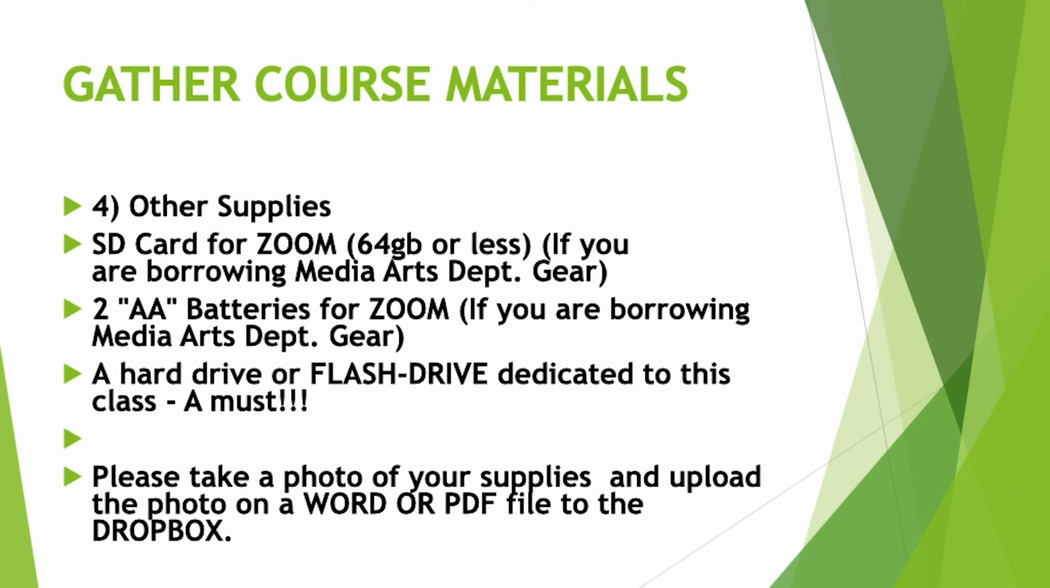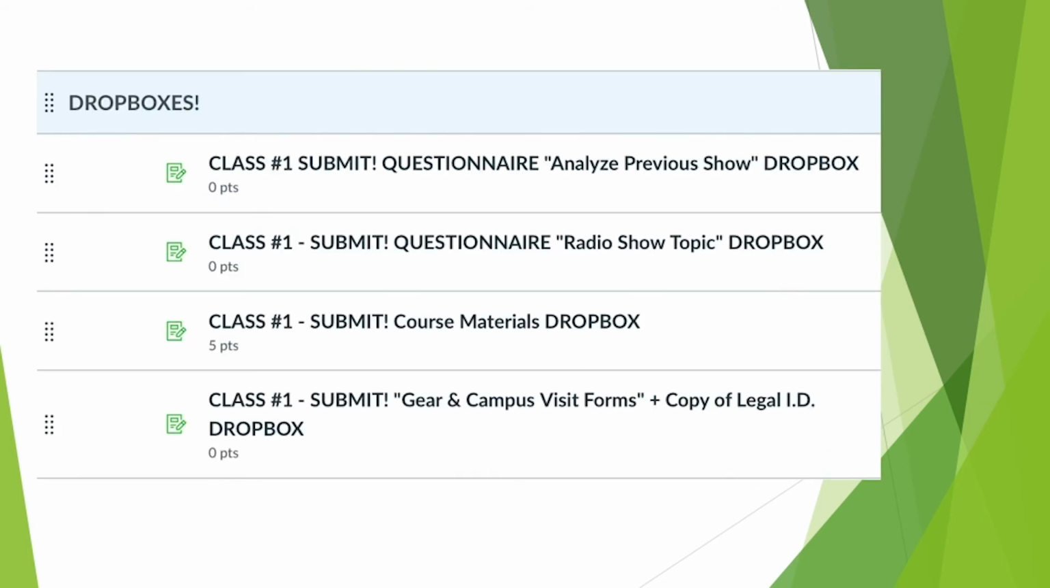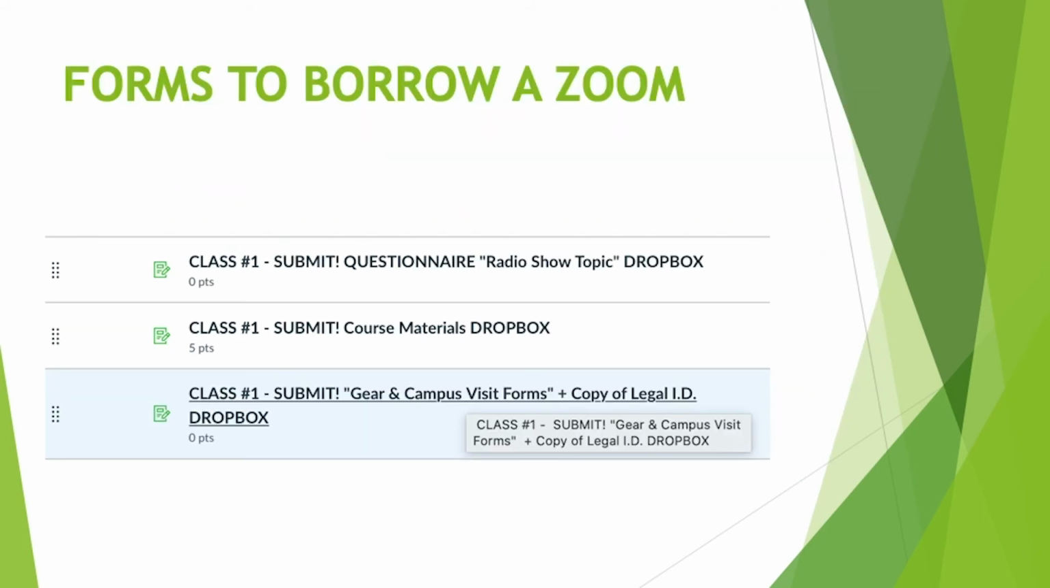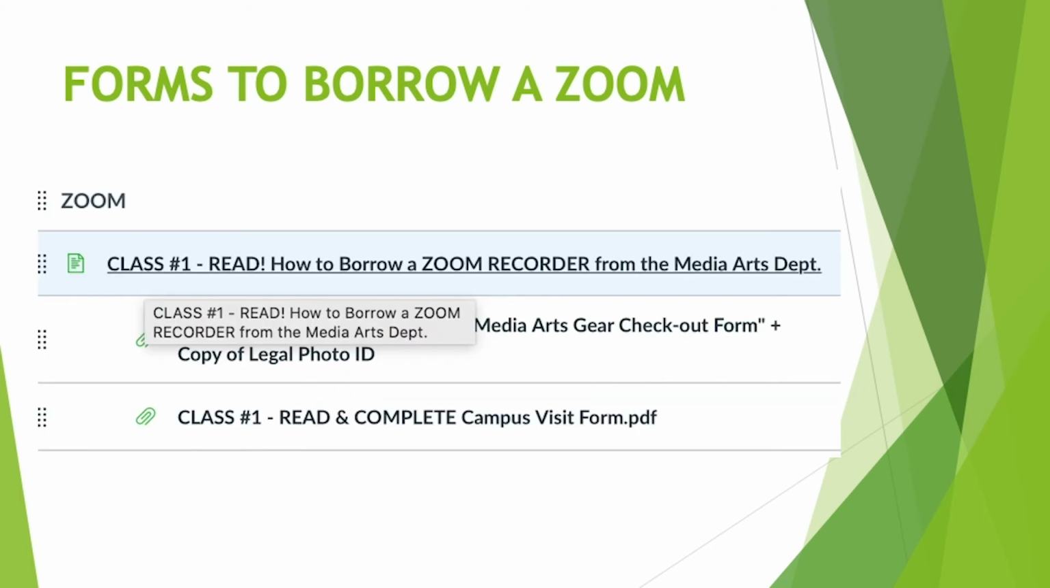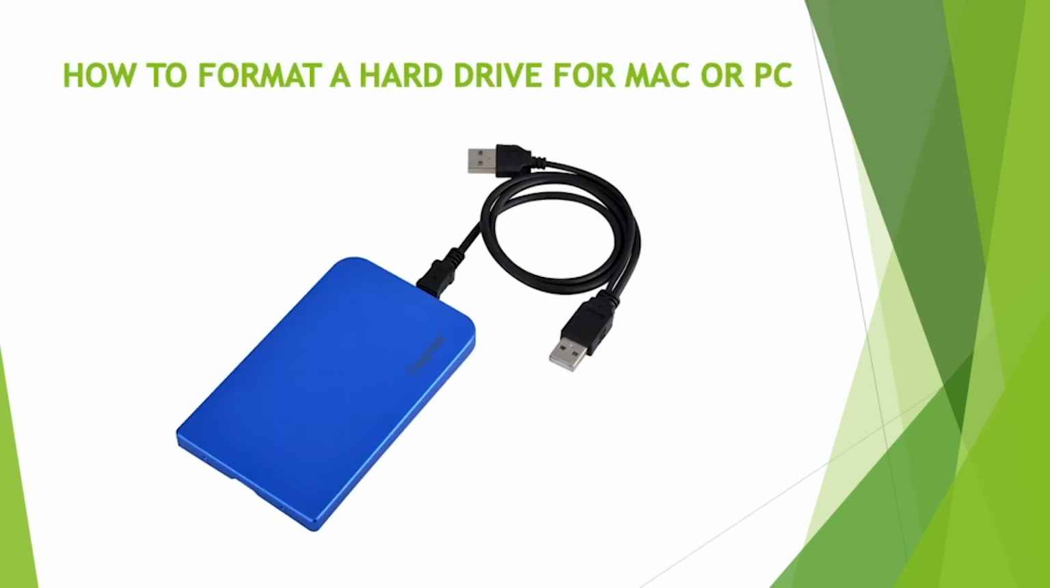Please take a photo of your supplies and upload the photo on a Word or PDF file to the Dropbox. The Dropbox to submit these files is at the bottom of the Week 1 module. Just below the Course Materials Dropbox is a final Dropbox where you will submit forms and a copy of your legal ID in order to borrow a Zoom audio recorder. Please read the detailed instructions that I provided for you in this module carefully.